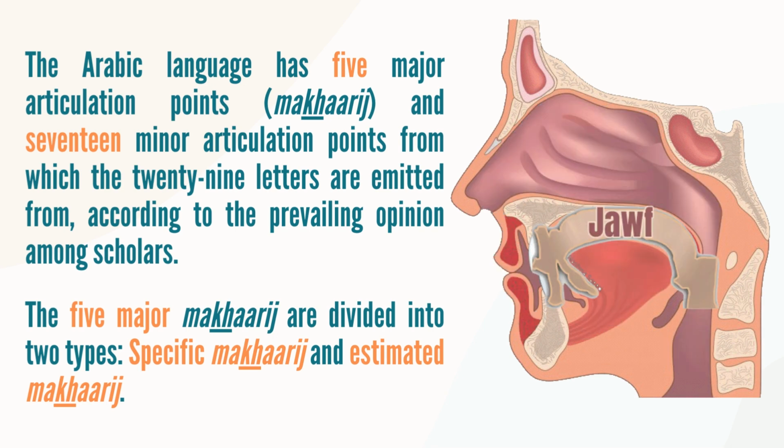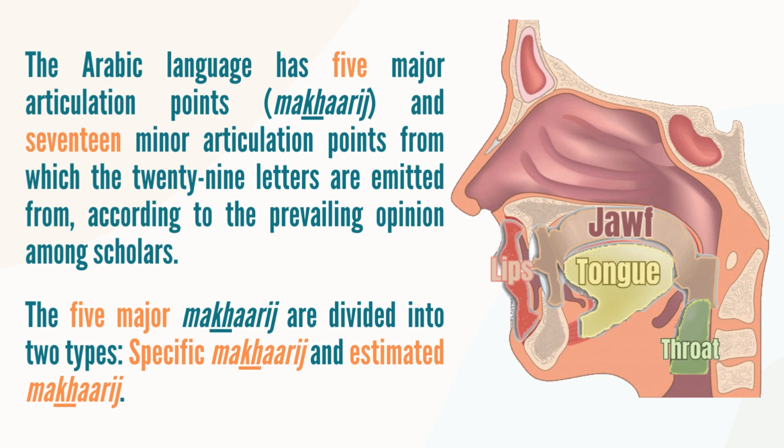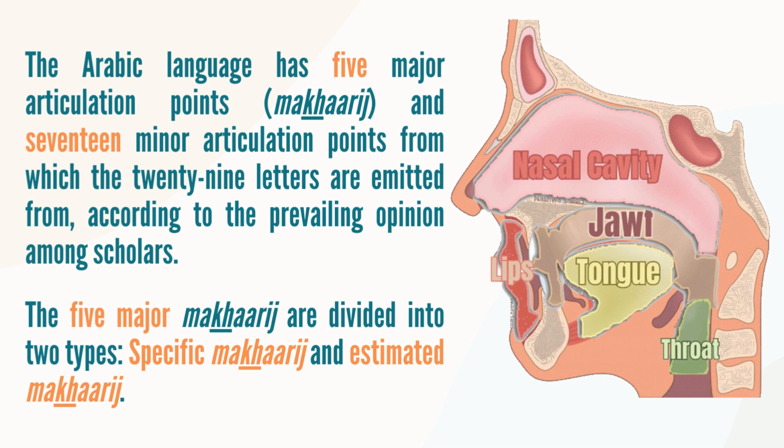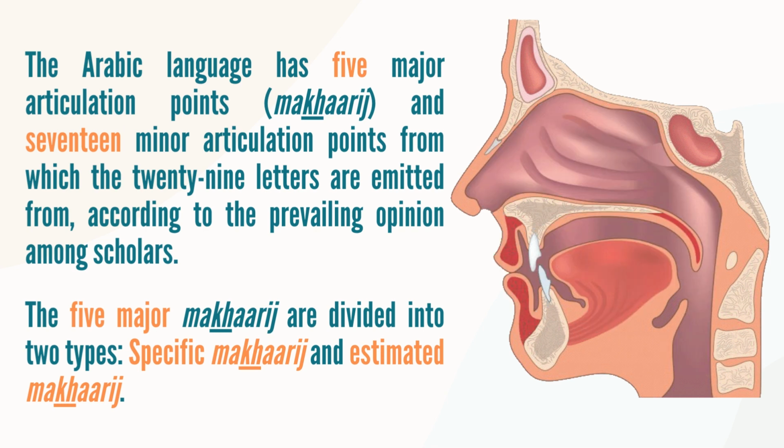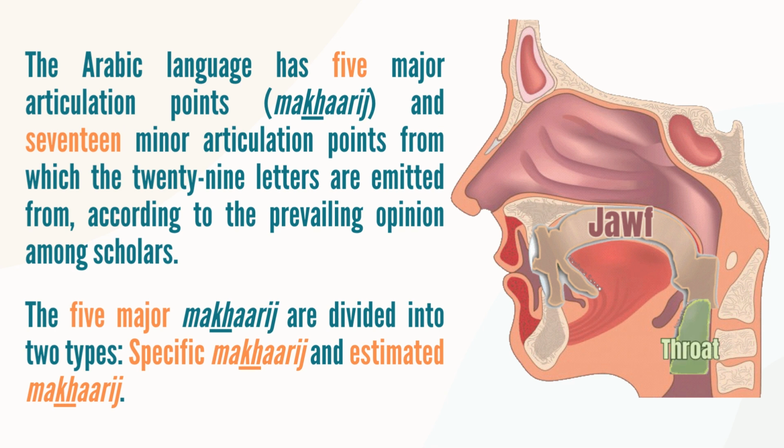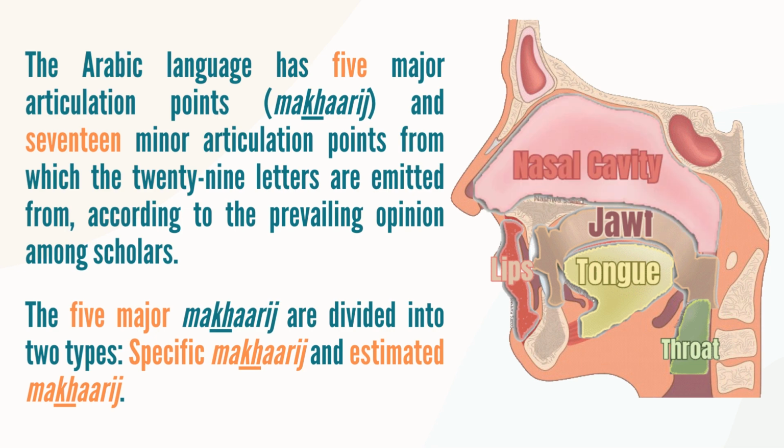So, in Arabic, we have 5 major makharij or 5 major articulation points, and they include 17 minor articulation points, from which the 29 letters are emitted, according to the prevailing opinion among scholars.